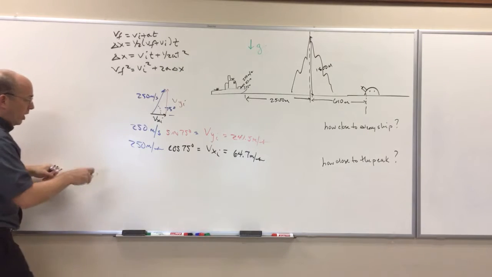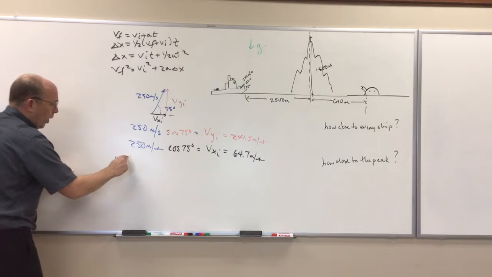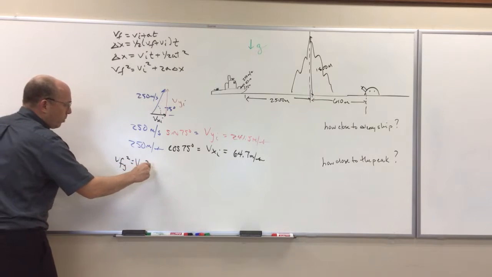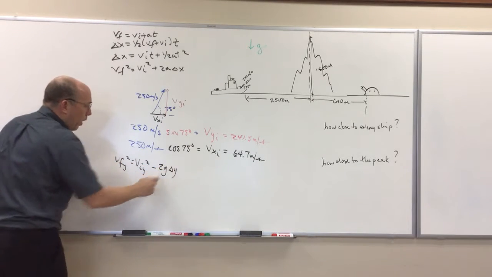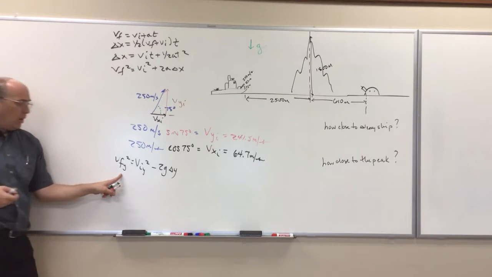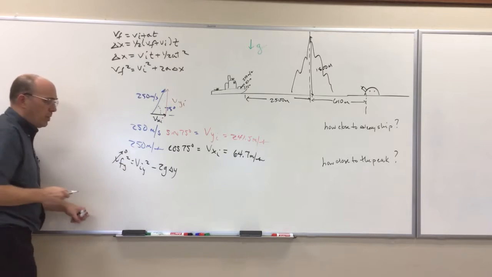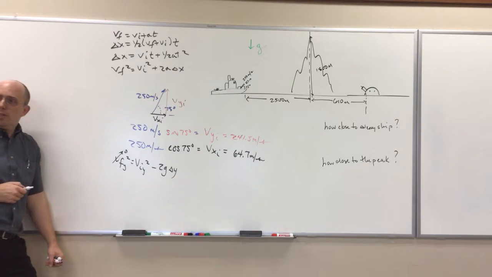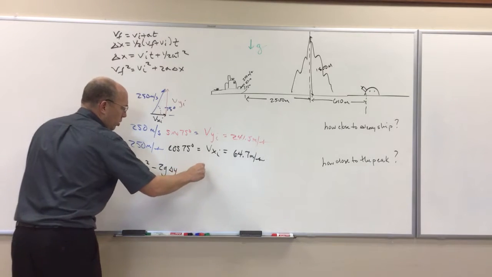So we said Vf in the y squared is equal to Vi in the y squared minus 2g delta y. Remember, we translated those four equations for the y direction. So if that's 0, can somebody tell me what the maximum altitude of the projectile is? Bet you can.